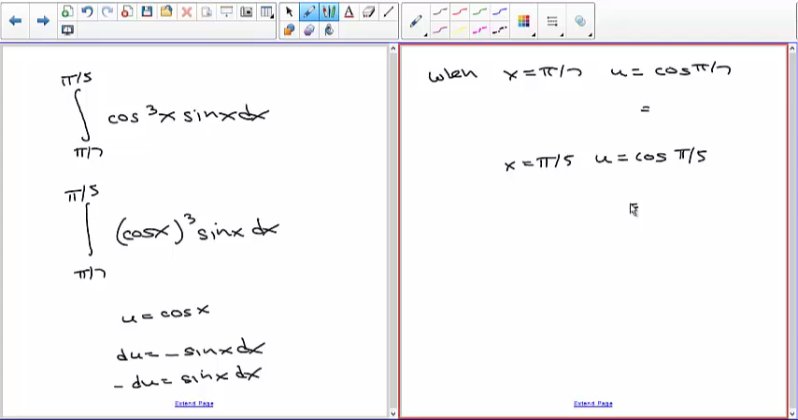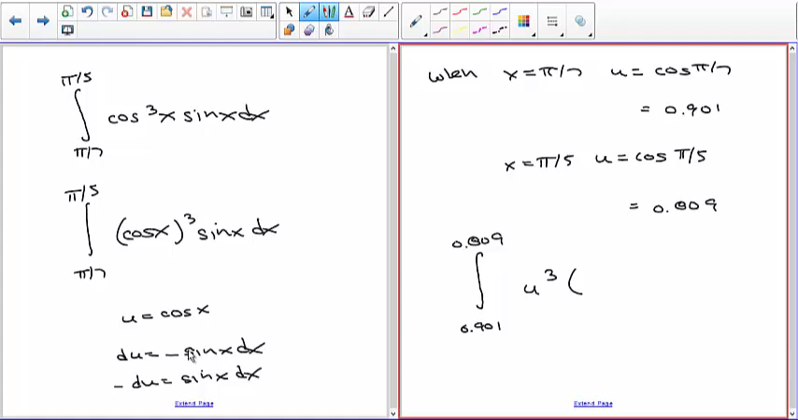So you've got the cosine of pi divided by 7, which is 0.90, and you don't have to carry it this many decimal points out, 0.901. And you do the same thing for pi over 5, and you get 0.809. So this integral becomes the integral, instead of from pi over 7, from 0.901 to 0.809. This is u cubed.